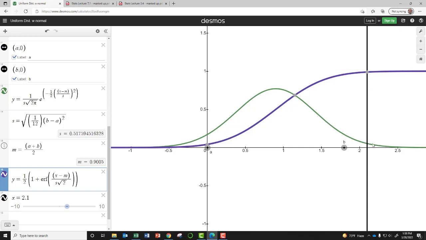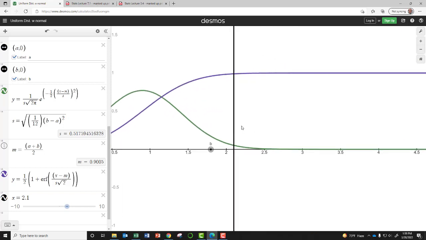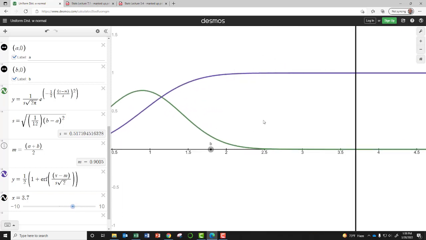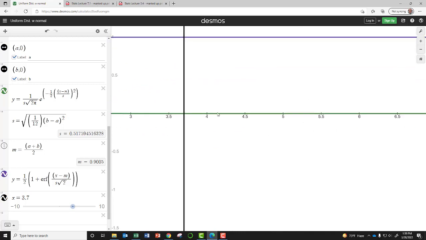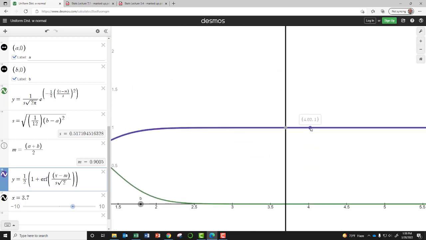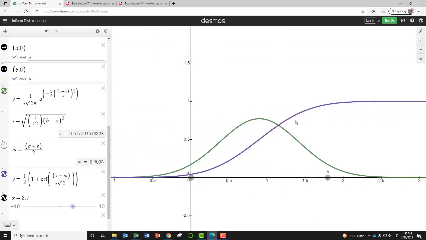But there's still a little bit of area over here underneath the green curve. And eventually the purple curve approaches 1 because there's not much area left underneath the green curve anymore. So cumulative distribution functions always end up at 1 when you go far enough to the right. But the idea of a CDF is it's adding up the area underneath the green curve, underneath the PDF curve.